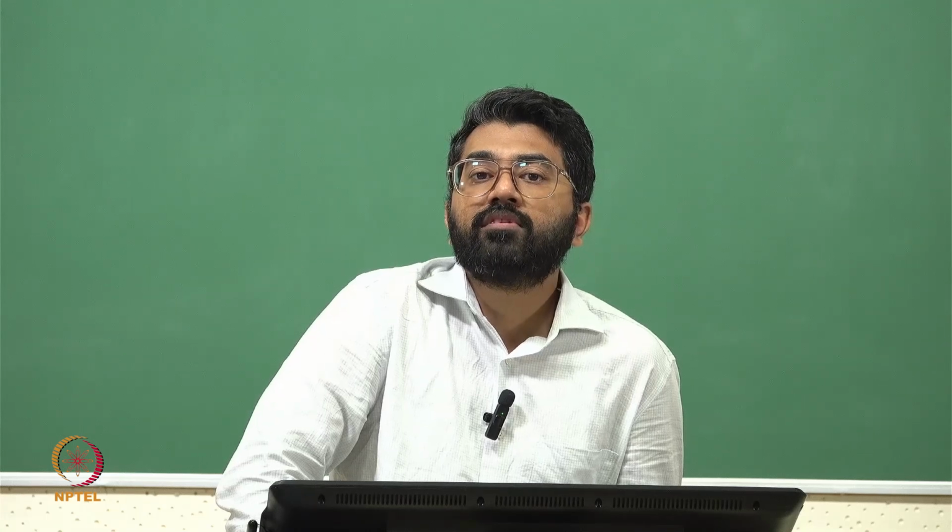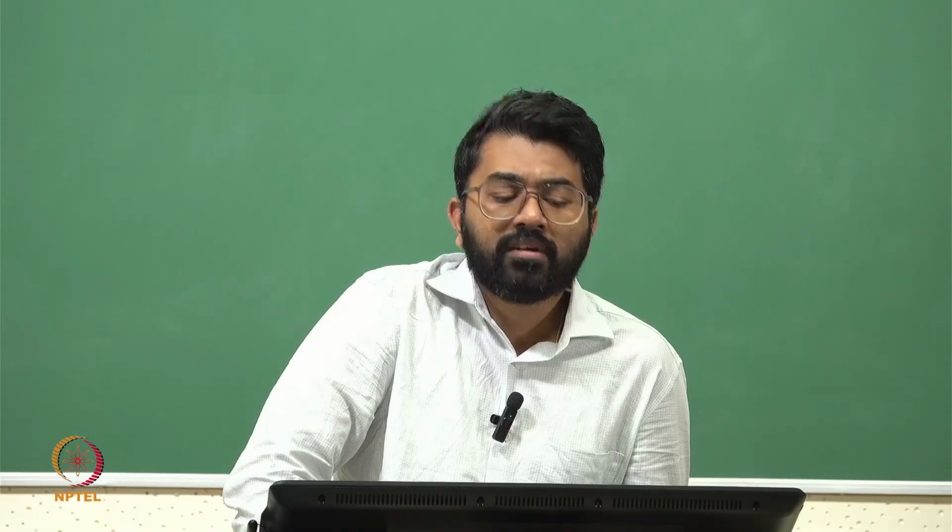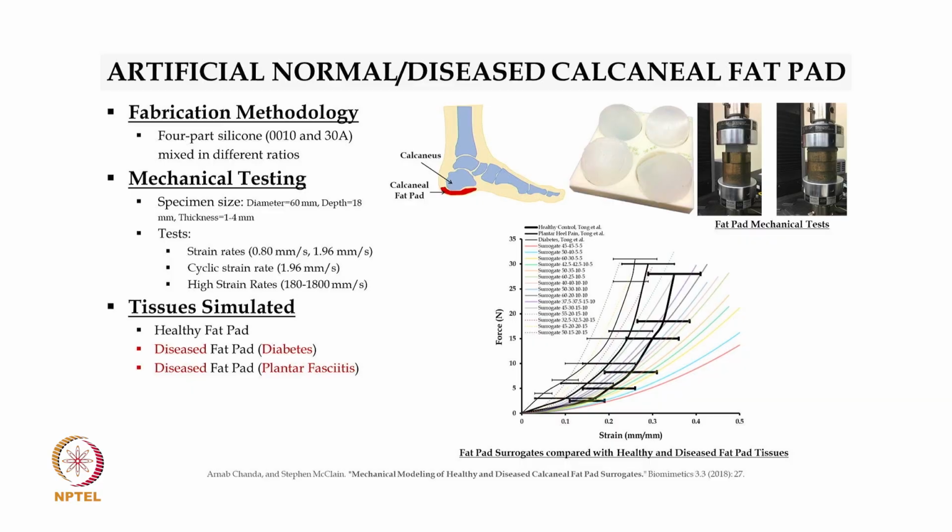And also the properties were extracted from that literature to compare with our results. So a diameter of 60 millimeters was selected, and a depth of closely 18 millimeters was selected for this, right? The tests were conducted at two different strain rates, going from 0.8 meters per second, which is very high, to 1.9 millimeters per second, fairly low, right?